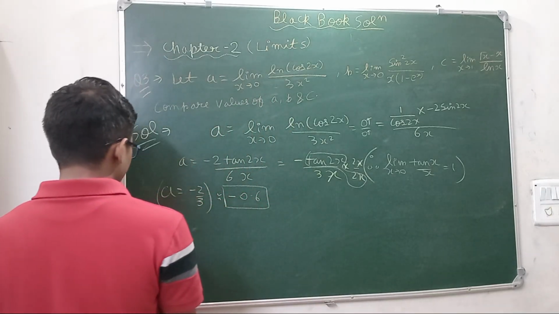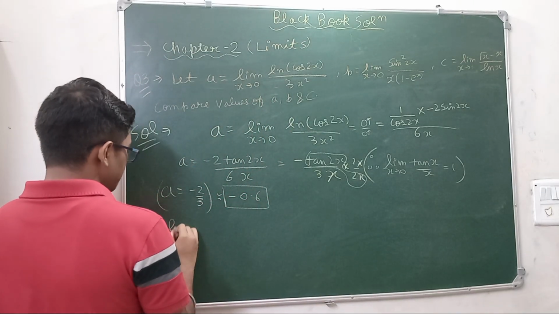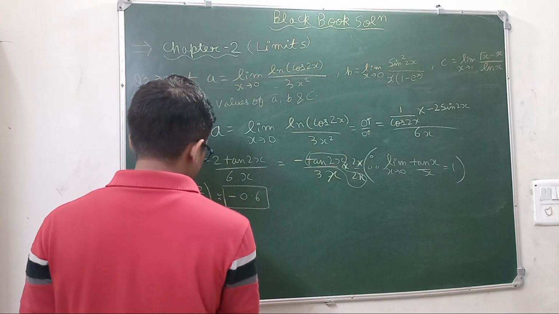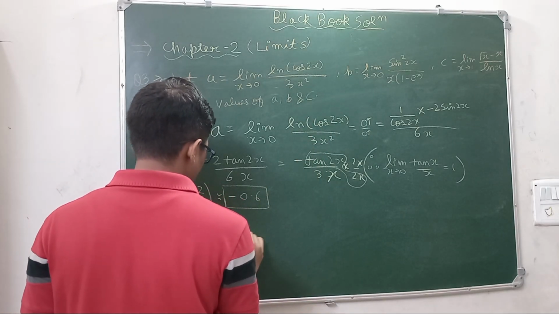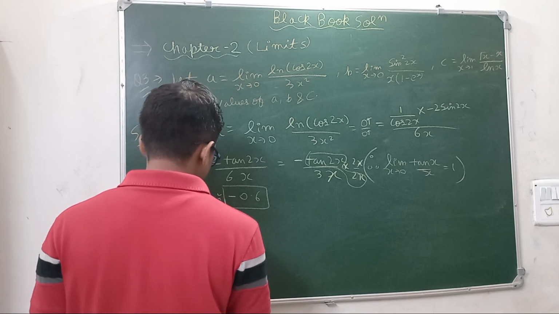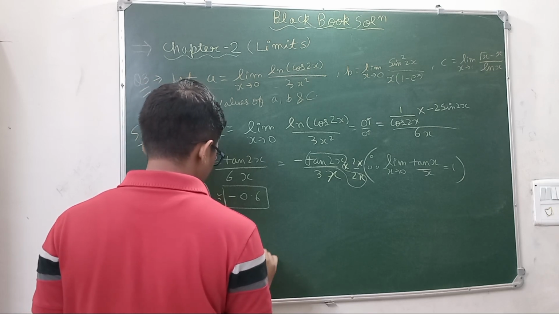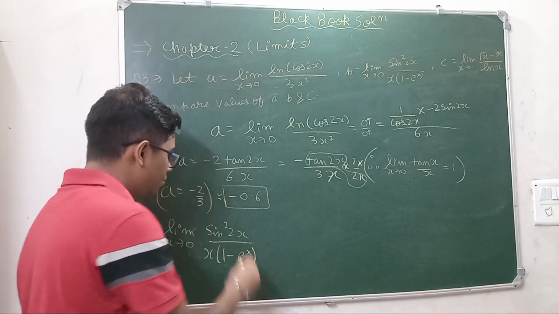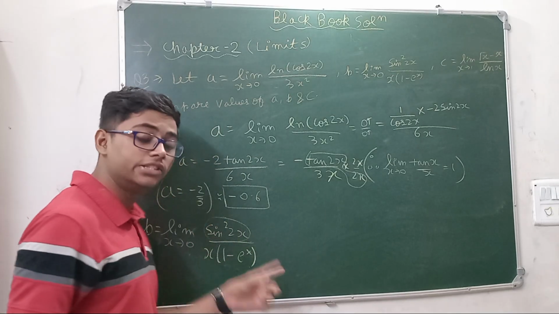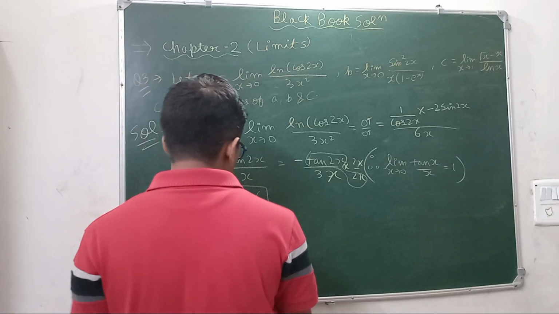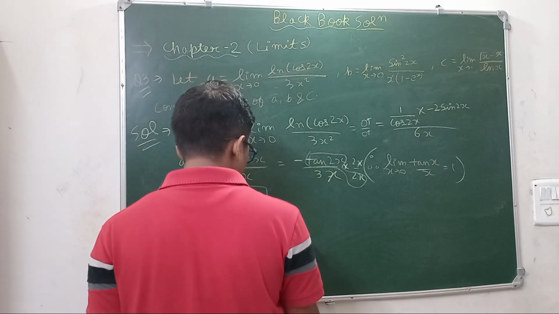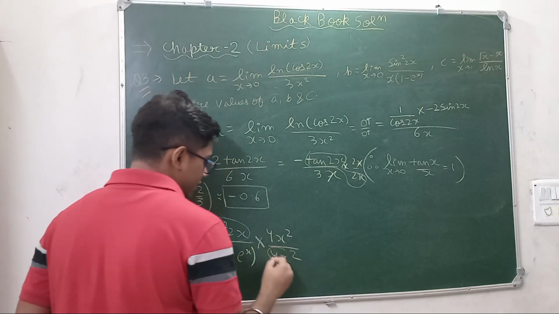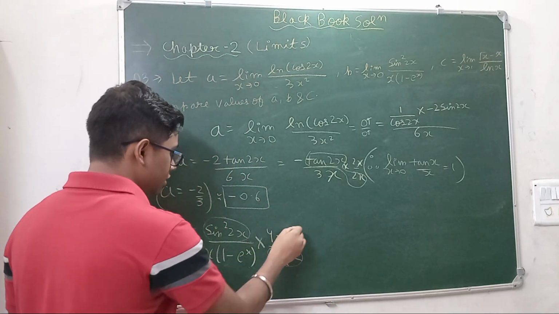Now the B one. Come on, let's do the B one. B is saying limit x tends to 0, sin square 2x upon x into 1 minus e to the power x. So see, again the standard limit sin x by x is 1. So multiplying and dividing, here square is there, so 4x square. Okay. So multiplying by 4x square and dividing by 4x square. So this part will become 1 and the x will cancel here.